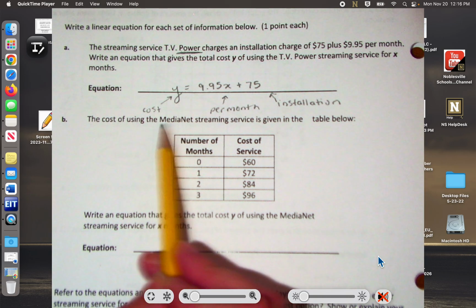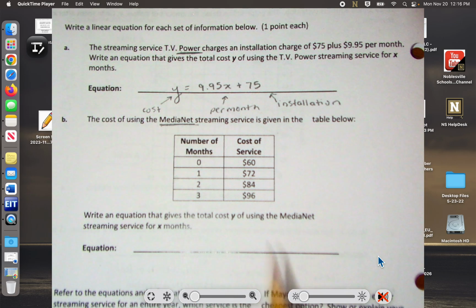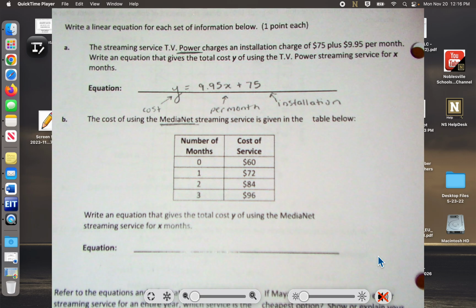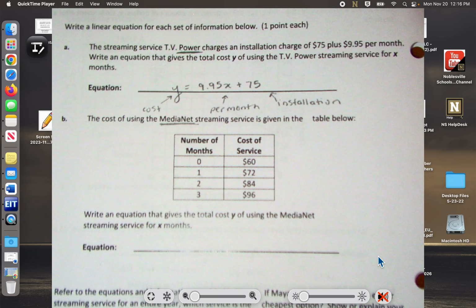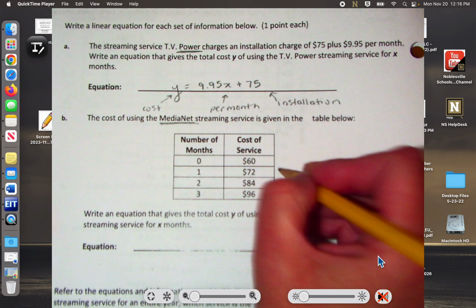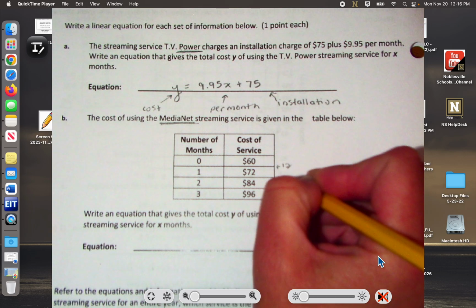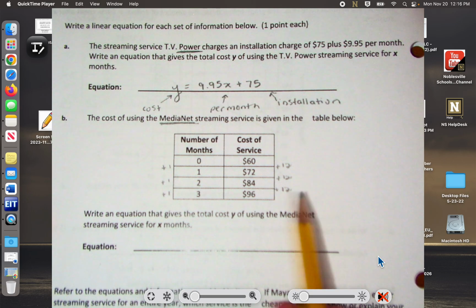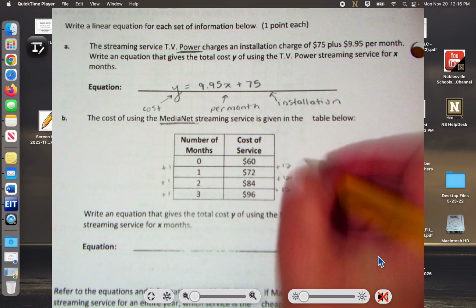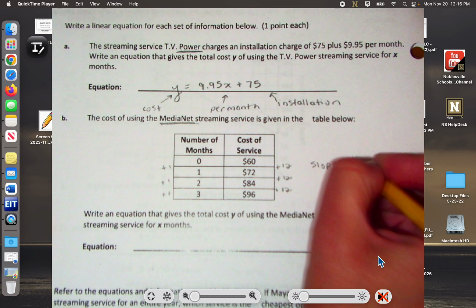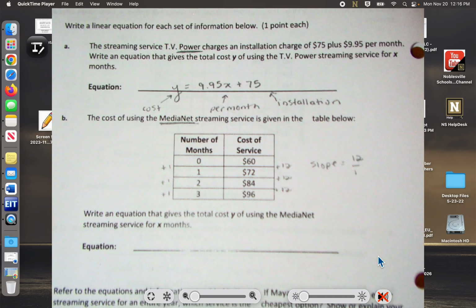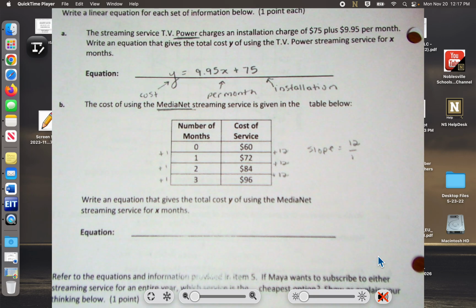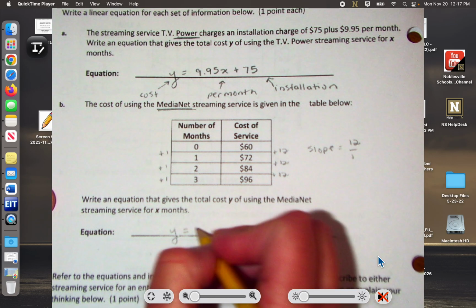Now we're going to find how much it would cost for MediaNet. And we have a table here to do that. So I need to figure out how much they charge per month. So I can see here that we're adding 12 each month. So that's going to be my rate. So my slope is 12 over 1. What would my equation be? I know Vlad knows. I would like to hear from someone else. Sean? Y equals 12x plus 60.